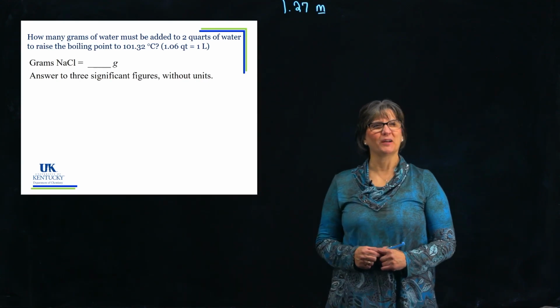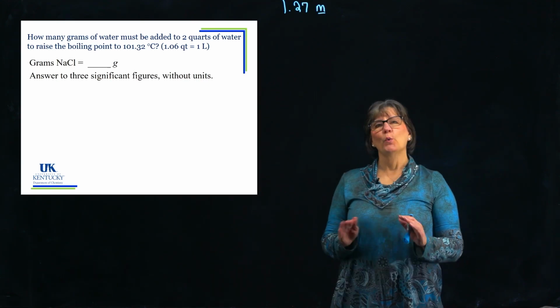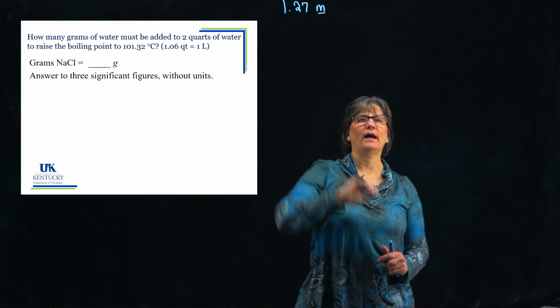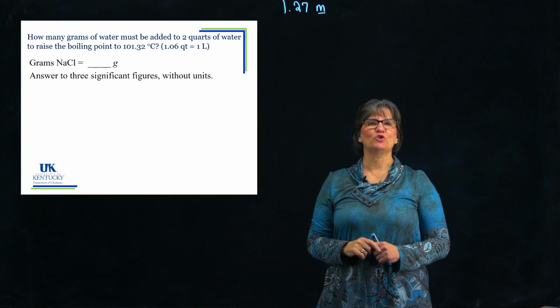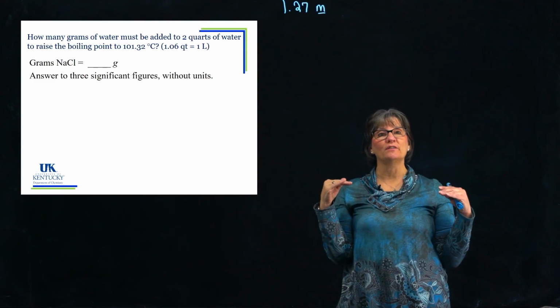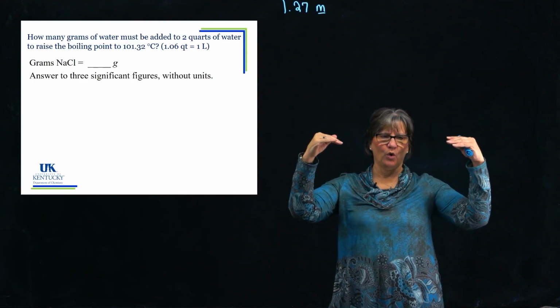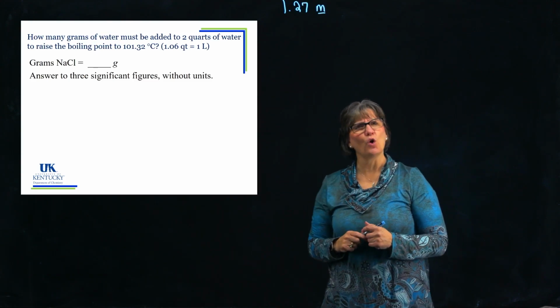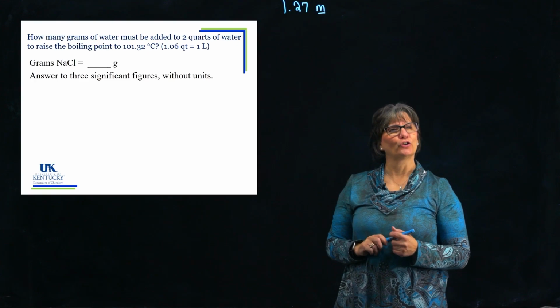So this is part 2, a continuation of that thought. We know that it takes this concentration of sodium chloride in order to raise the temperature that water boils from 100 degrees Celsius to 101.32 degrees Celsius. So the question is, how much water would you have to add to cook your spaghetti?